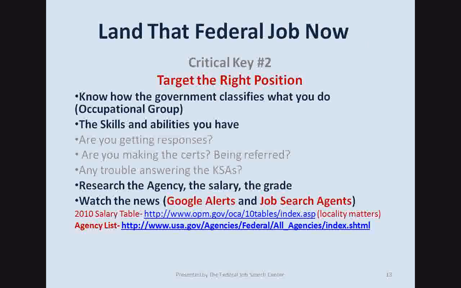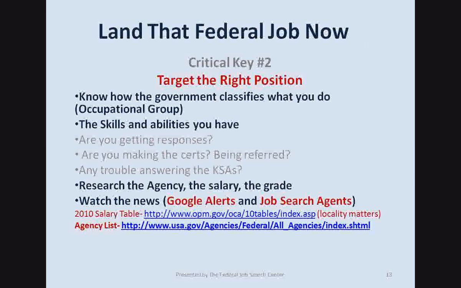Another way to target the right position is really look at the response that you've been getting. Almost over half of you said that you've already applied for positions. So if you're not getting responses, you're not making the search, you're not being referred. Search is another way of saying that. Referred for an interview, referred to the hiring manager.